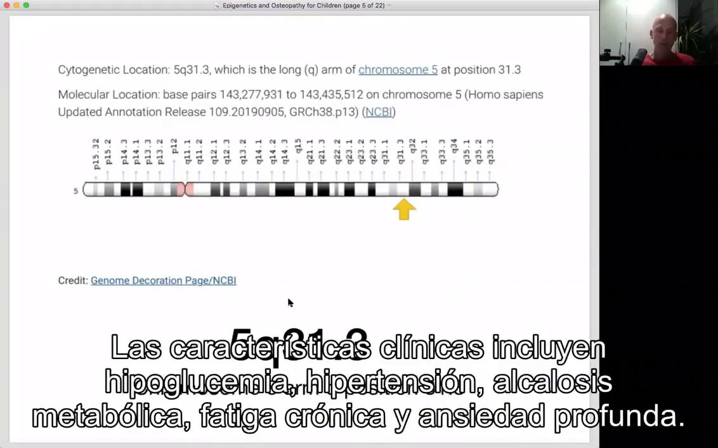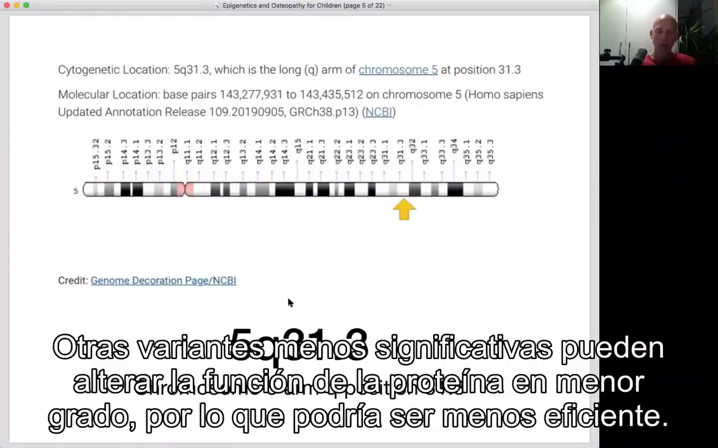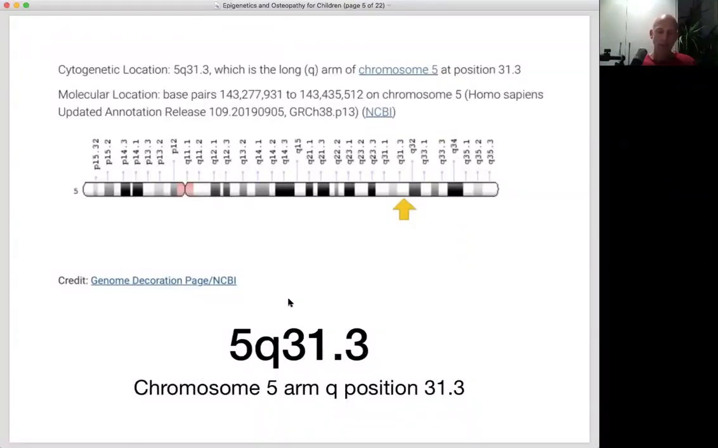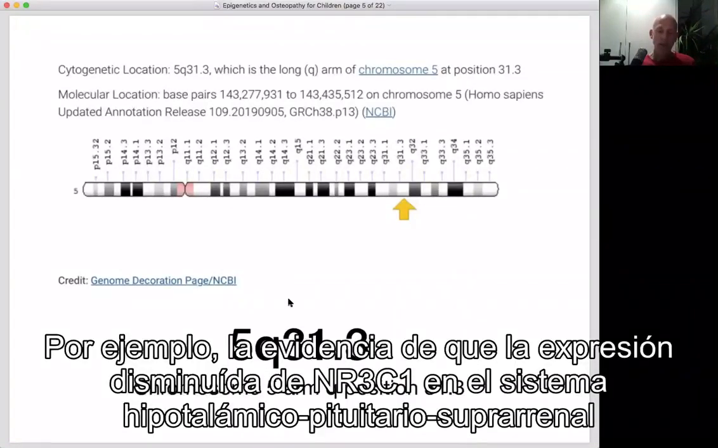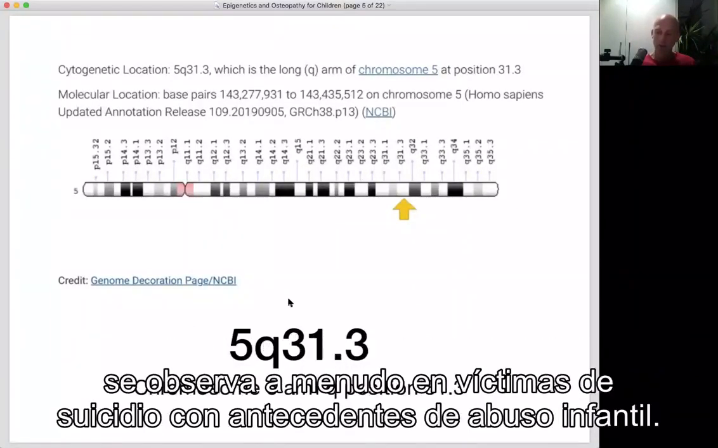Clinical features include hypoglycemia, hypertension, metabolic alkalosis, chronic fatigue, and profound anxiety. Other less significant variants may alter the function of the protein to a lesser extent, so that it might be less efficient. For example, evidence shows that decreased NR3C1 expression in the hypothalamic pituitary adrenal system is often observed in suicide victims with a history of childhood abuse.